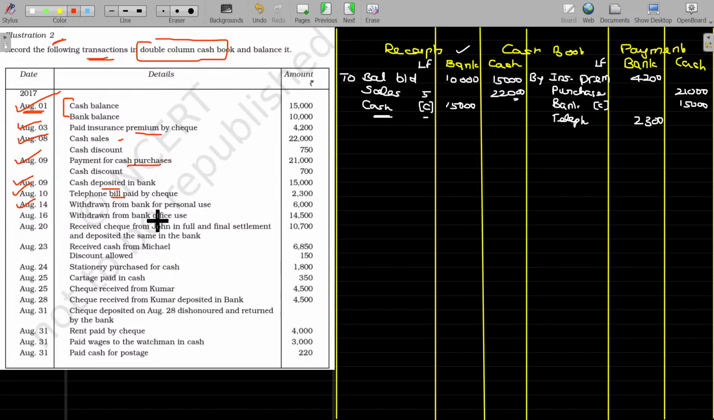On 14th August, withdrawn from bank for personal use. Personal use is always drawings, and that too, the drawings happen from the bank balance. The value being 6,000.